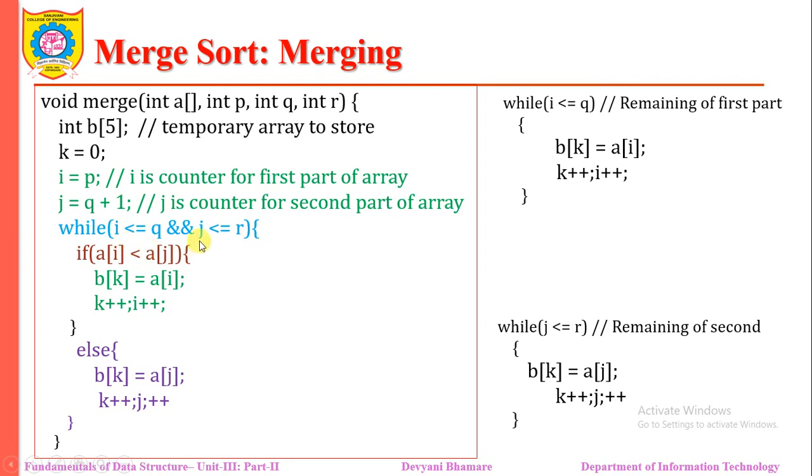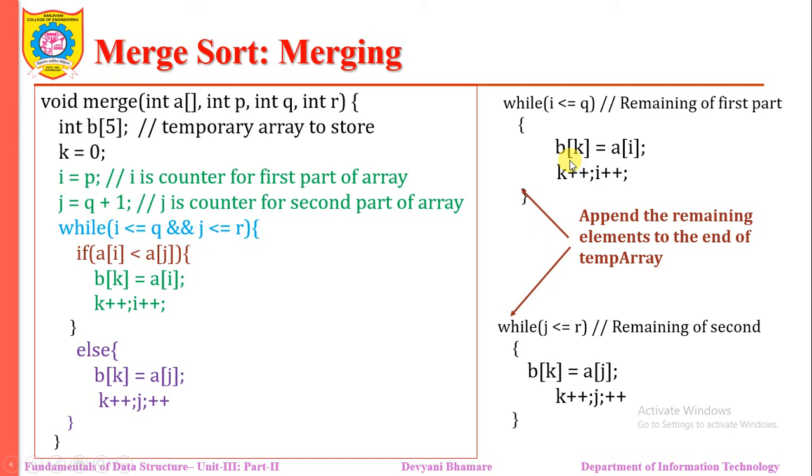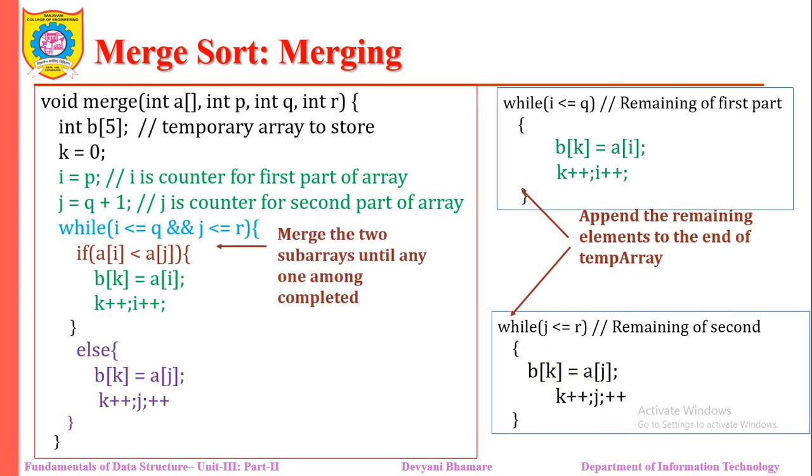If we identify that one sub array is over, then we need to copy all the elements as they are from the other sub part into B of k. It is quite possible that our first sub array is over, then the remaining second part elements are copied into the array. So this way we are merging the two sub arrays until any one of them is completed. And once we find that one of them has been completed, then accordingly the remaining elements of the remaining array will be copied.